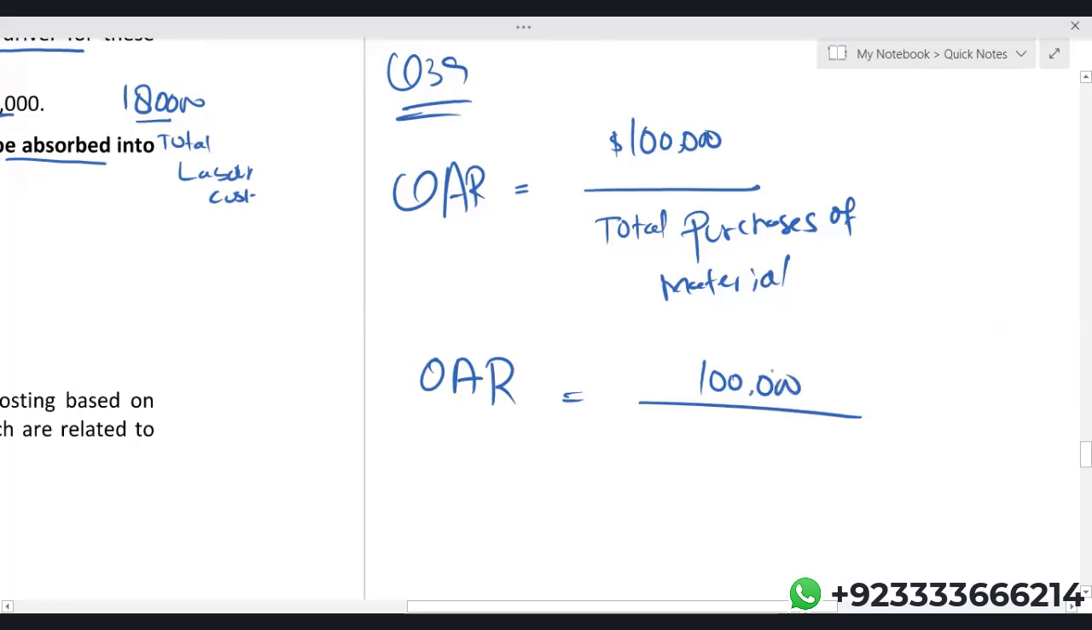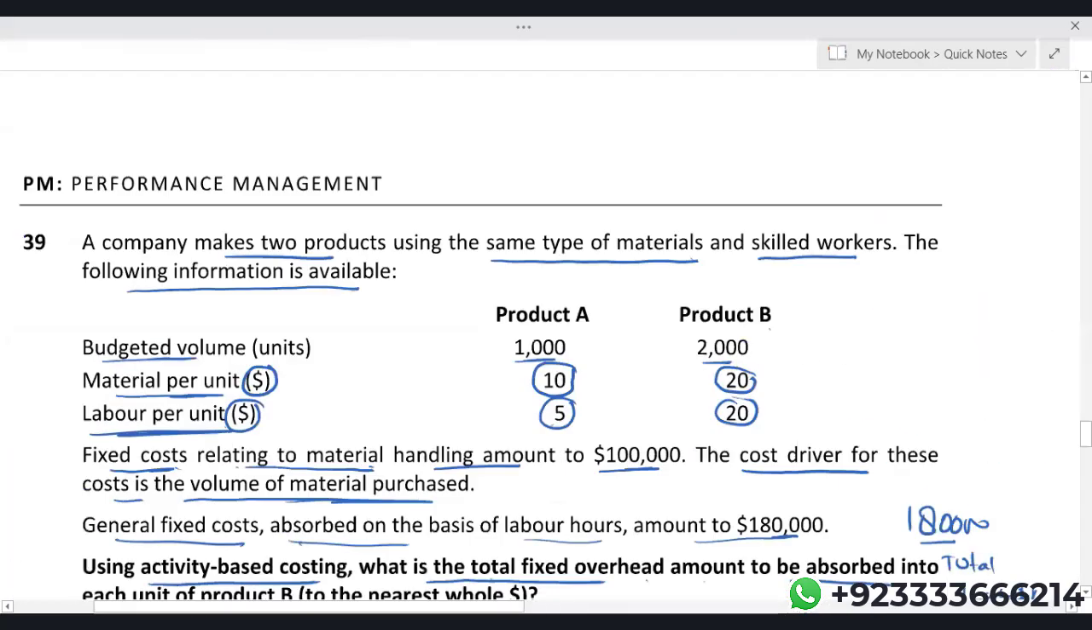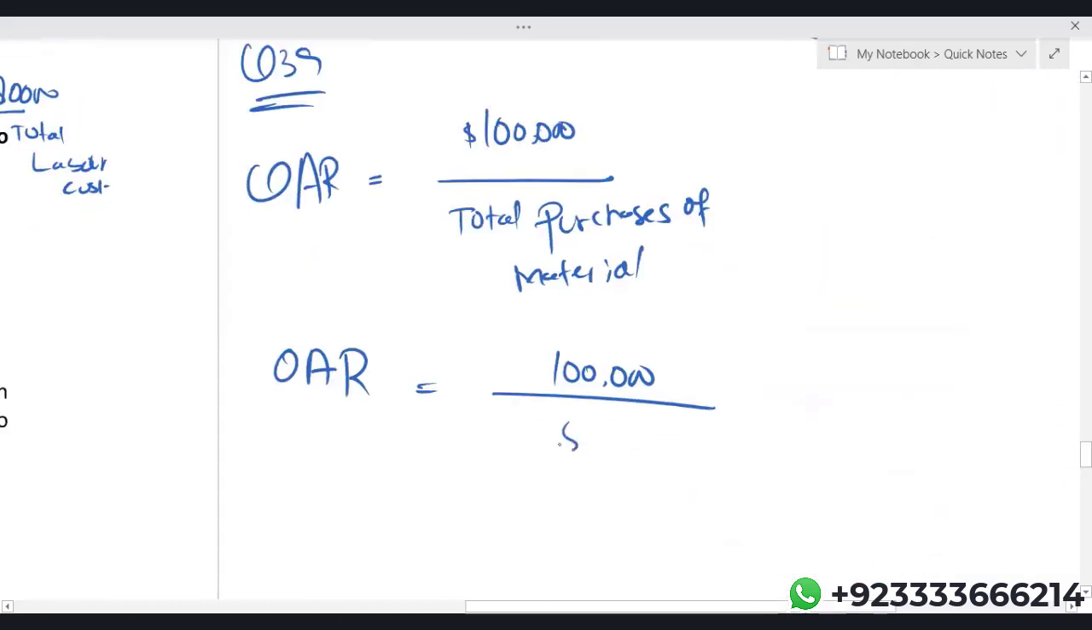$100,000 divided by total purchases of material. So 1,000 units of product A multiplied by $10. It means $10,000 of material purchase according to the budget. 2,000 into 20, which is 40,000. So the total purchases is 40 plus 10, 50. Total purchases is actually 50.